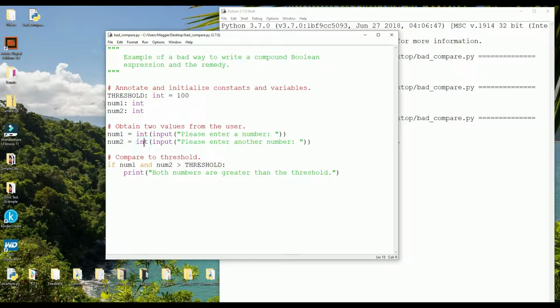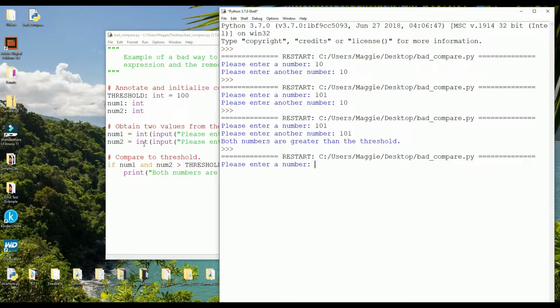At this point, you're probably thinking I'm crazy, but here's the kicker. The first number below the threshold, the second number above the threshold, and it prints both numbers are greater than the threshold, and that clearly is not true. So what is going on and how do we fix it?